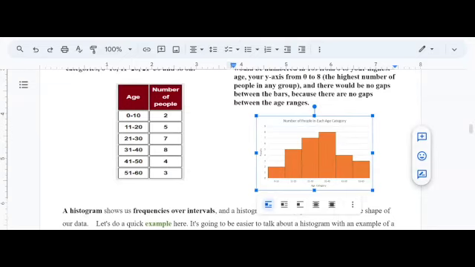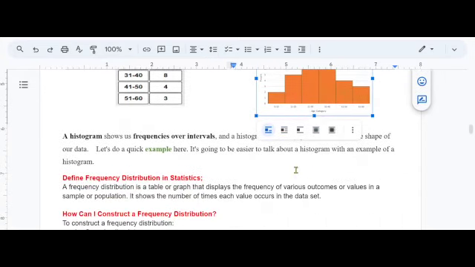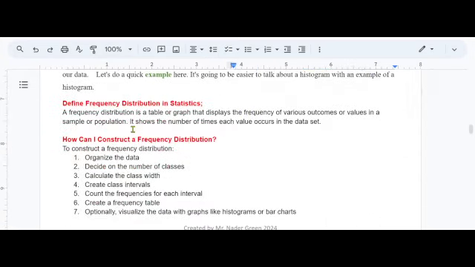Histogram shows us frequency over intervals, and a histogram can really give us an idea of the shape of our data. Let's do a quick example here. It's going to be easier to talk about a histogram with an example. Here I have some very nice questions. Define frequency distribution in statistics. What does it mean? Frequency distribution is a table or a graph that displays the frequency of various outcomes or values in the sample or population. It shows the number of times each value occurs in the data set.